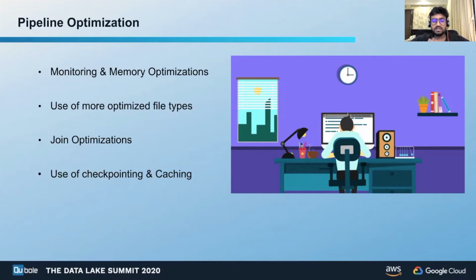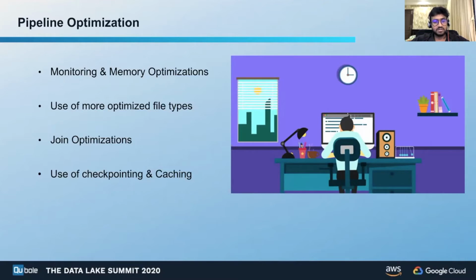For optimized file types, earlier we used to use text files, the traditional text file that we use, and now from text files we migrated to more optimized row columnar based file types such as ORC and Parquet.